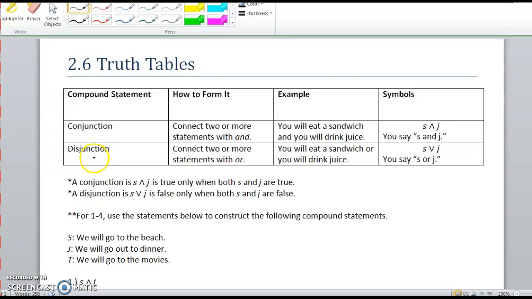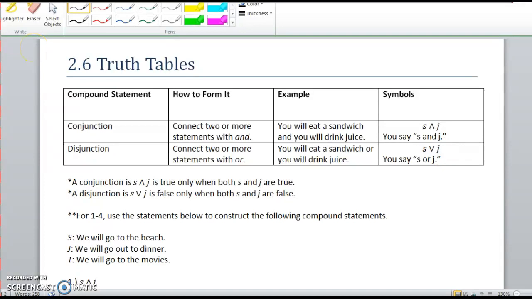Then we have disjunctions, which connect two or more statements with "or." An example would be, you will eat a sandwich or you will drink juice. The symbol looks like a regular V, and S or J is pronounced just like that, S or J.